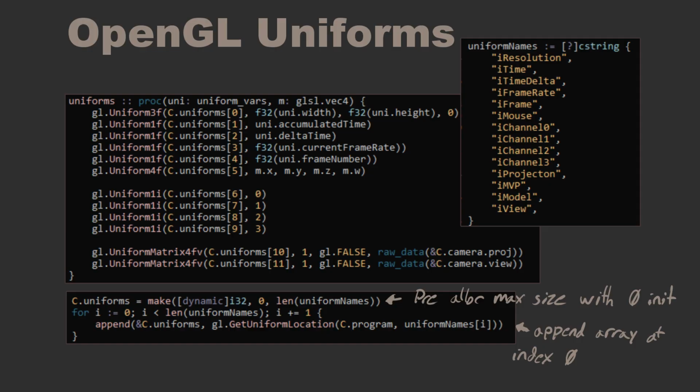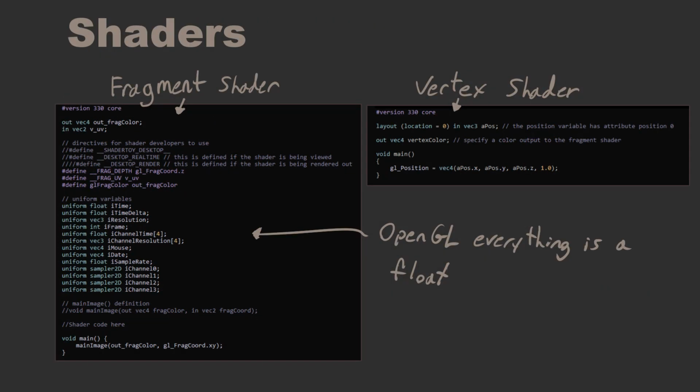OpenGL uniforms. Uniforms are just named variables on the CPU you send to the GPU. The names need to be exactly the same as the shader uniforms or else it doesn't work.